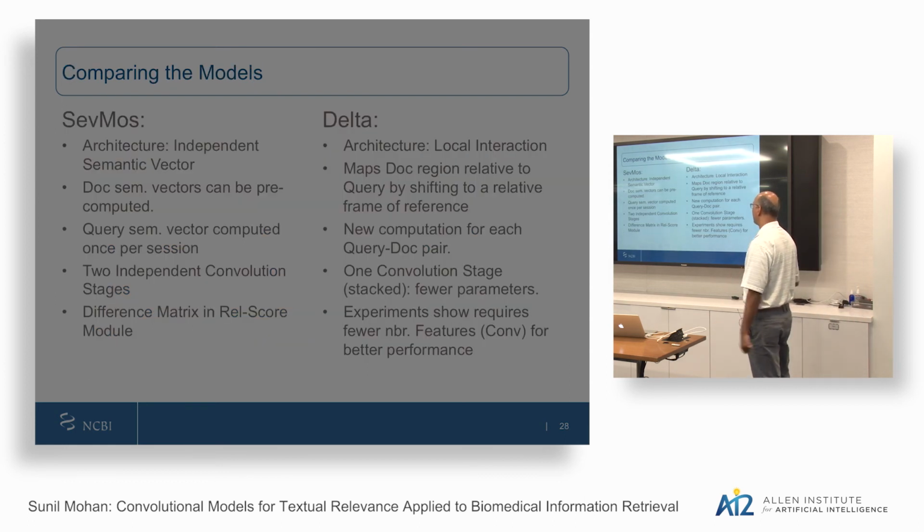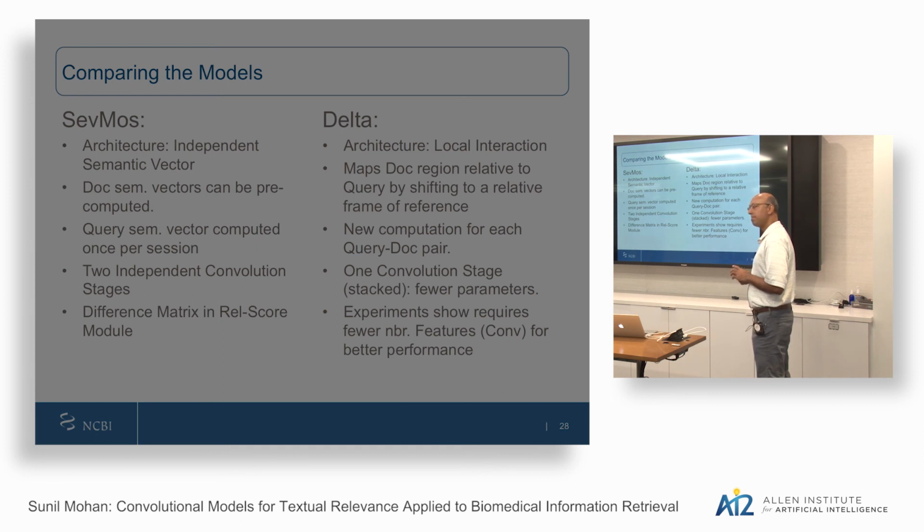So to conclude, the main difference between the SEVMOS and the delta approaches is that one is a Siamese or independent semantic vector approach, which has the benefit of allowing you to pre-compute document and query vectors. In the delta approach, you can't. However, it's performing better, in other words, better metrics, and it is a much simpler model with a lot fewer parameters.